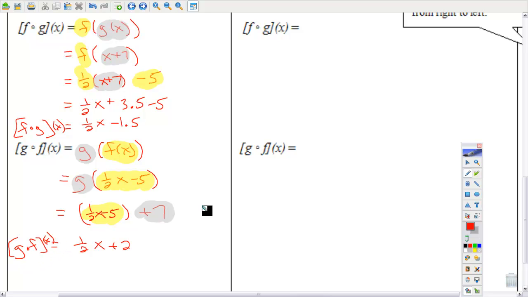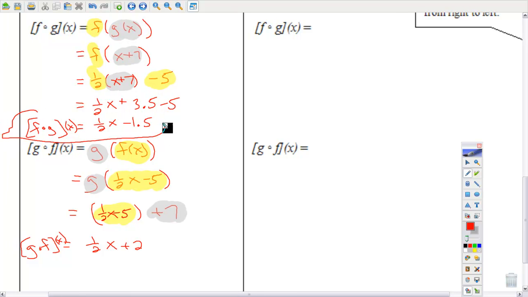Almost forgot, excluded values. Any place in this problem above here, is there an even root radical or a denominator in which there's a variable? There is not. Therefore, there's no excluded values. Down yonder, no fractions with variables on the bottom, no even root radicals. So that's all we have to do for that.